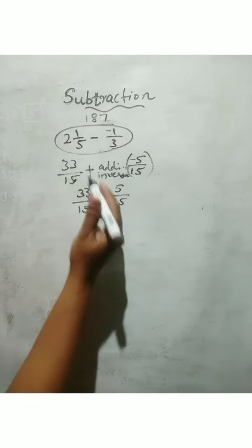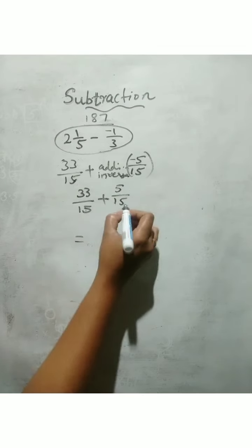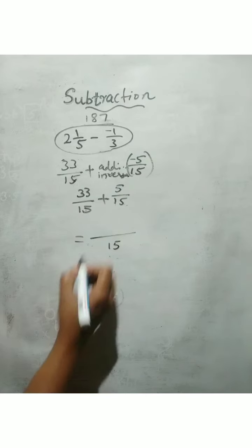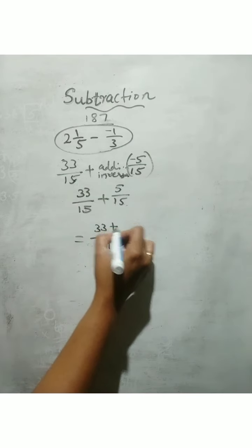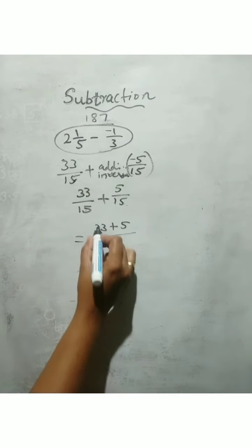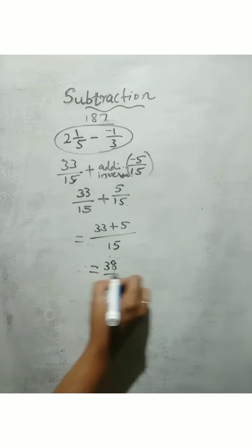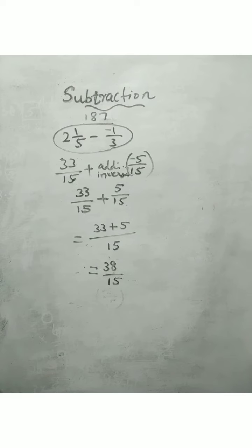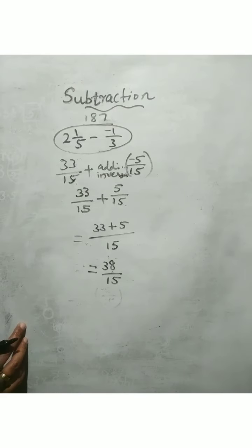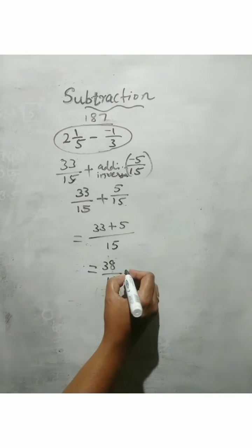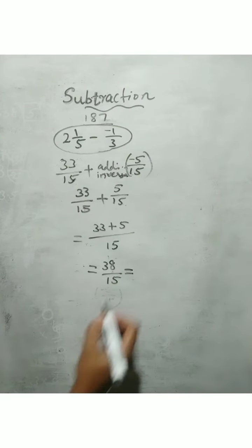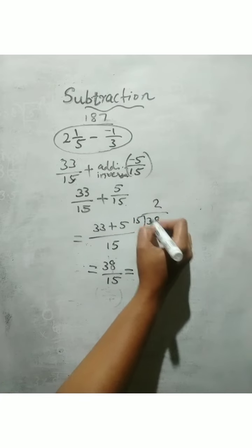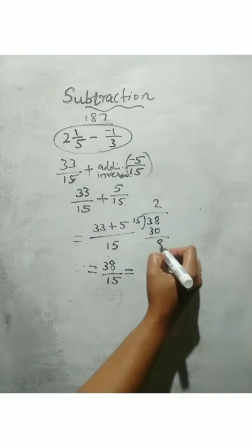Then we can add, since 15 and 15 are both the same. Now write 15 as the denominator. Then 33 plus 5 is 38 on 15. Now we can convert this into a mixed number. 38 divided by 15: 2 15s are 30, remainder 8.